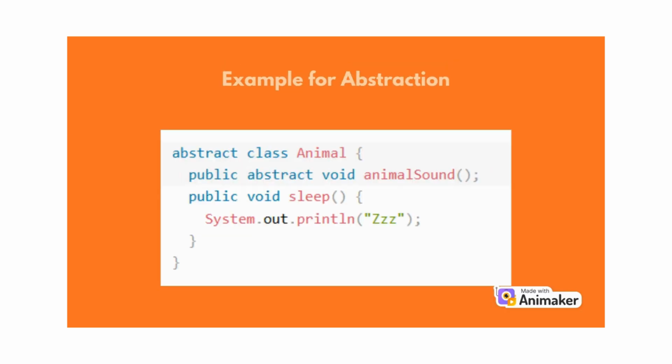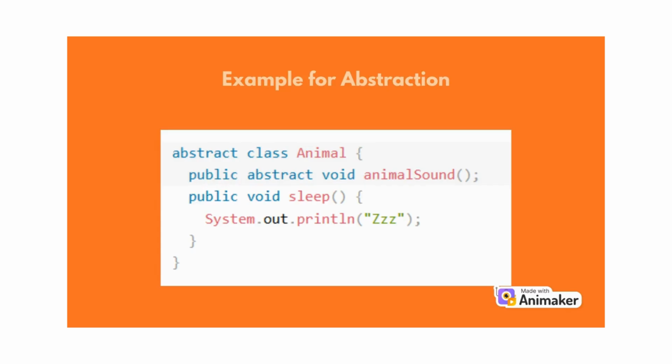Now let's explore abstraction, another core concept of object-oriented programming. In this example, we have an abstract class called animal. An abstract class is like a blueprint. It defines what should happen but not exactly how it happens.